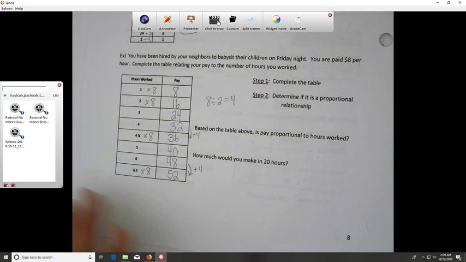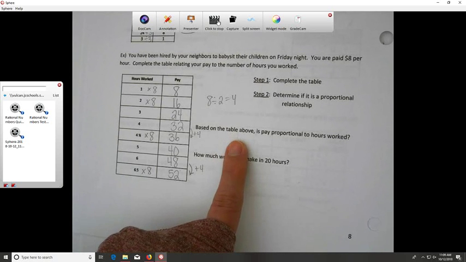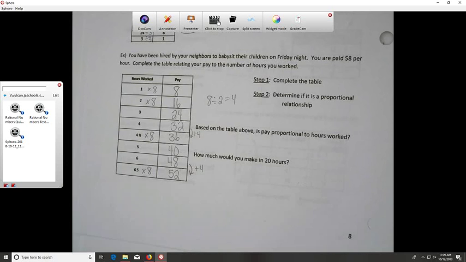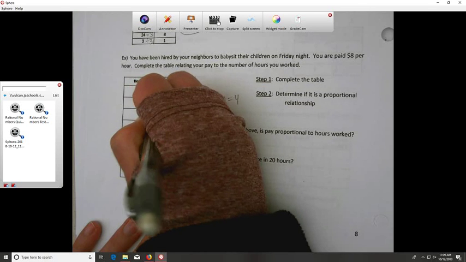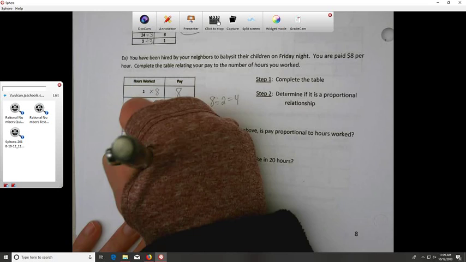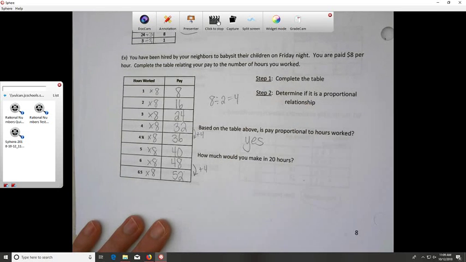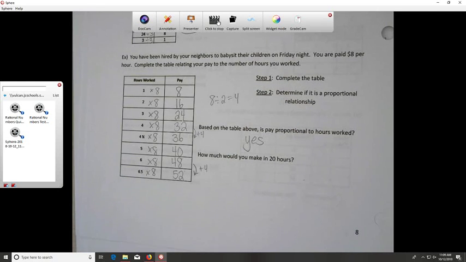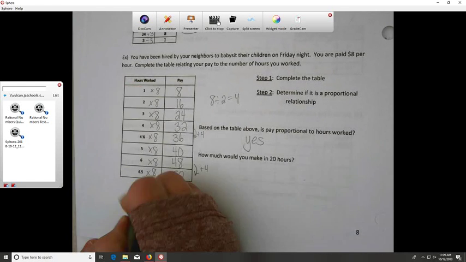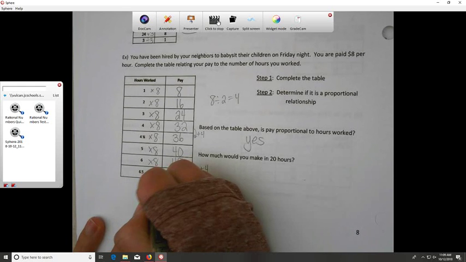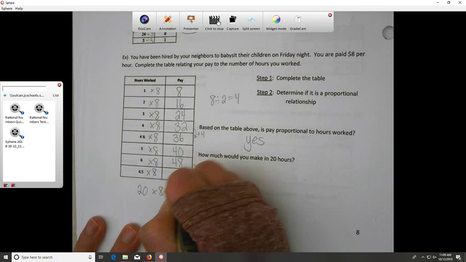So then it asks, based on the table above, well, I guess it should say next to, is pay proportional to hours worked? All right, so if I look, each time, in order to get the pay, I'm multiplying by 8. So that tells me, yes, this is a proportional relationship, because each time I'm multiplying by 8. So then the last part of the question, how much would you make in 20 hours? Well, each time we took the number of hours worked and we multiplied by 8. So if I had 20 hours, I would multiply that by 8 and get $160.